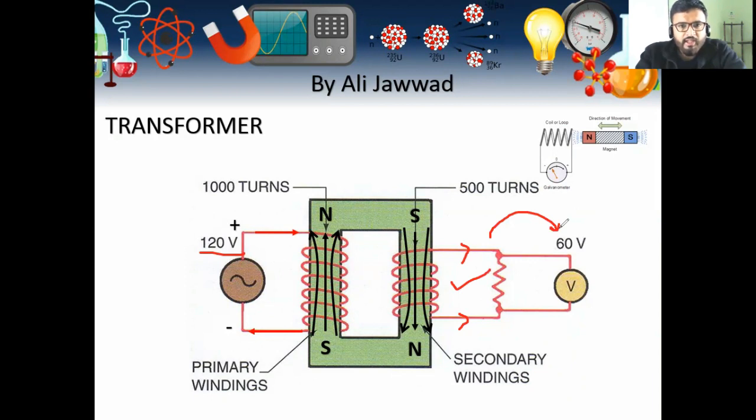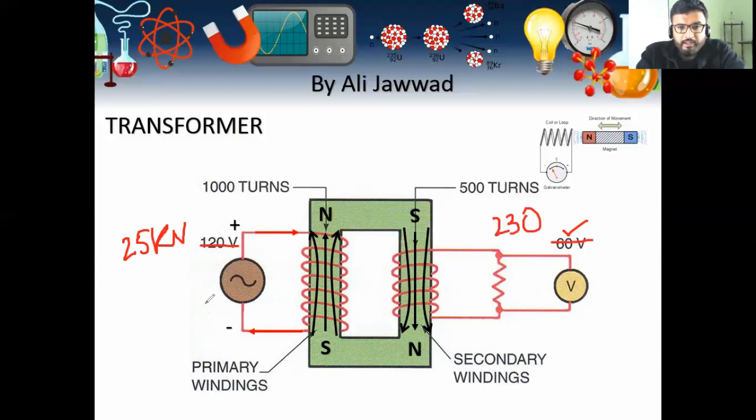So in this way, we have actually dropped down the voltage, and now this voltage from the secondary coil can be applied to a device which runs at 60 volts. Similarly, you can imagine that 25 kilovolts which was produced in the power plant can be dropped down to 230 volts. Now what is the basic principle?